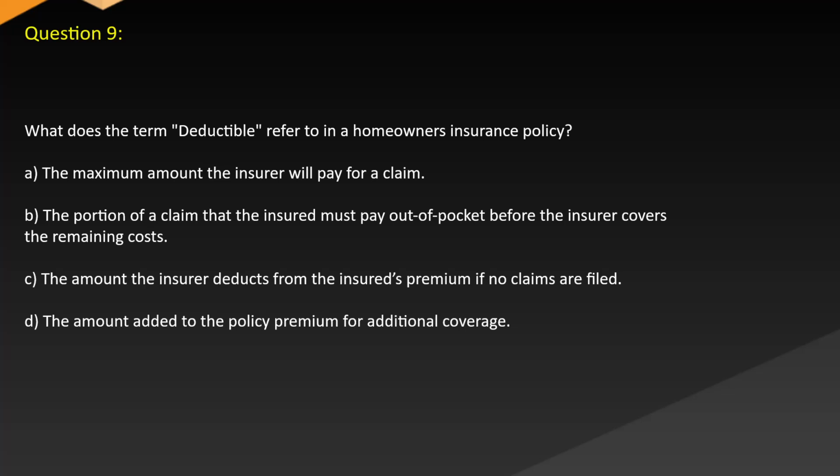Question 9. What does the term deductible refer to in a homeowner's insurance policy? A. The maximum amount the insurer will pay for a claim. B. The portion of a claim that the insured must pay out of pocket before the insurer covers the remaining costs. C. The amount the insurer deducts from the insured's premium if no claims are filed. D. The amount added to the policy premium for additional coverage.